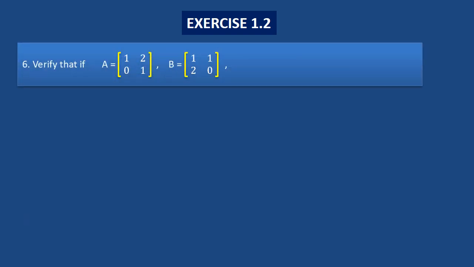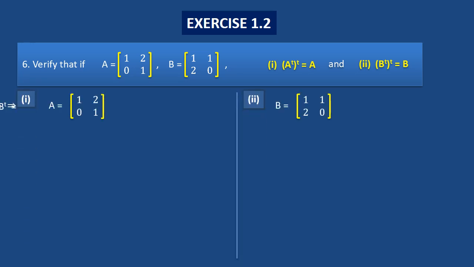In the last question, we are given two matrices A and B and have to verify that transpose of A transpose is equal to A, and number 2, transpose of B transpose is equal to B. Let's verify them parallelly. These are matrices A and B. We find their transposes.